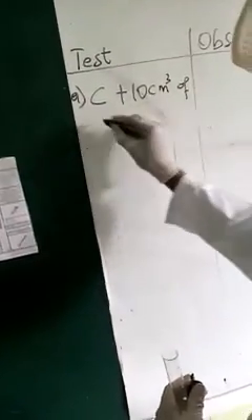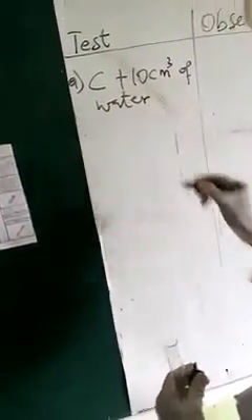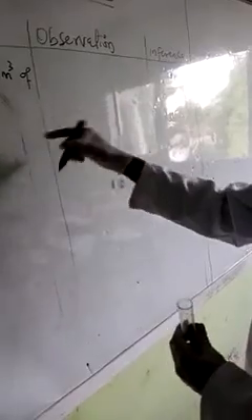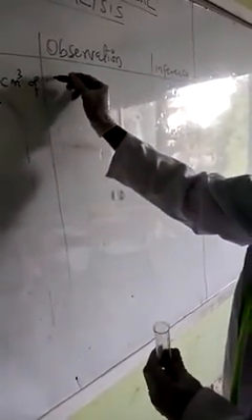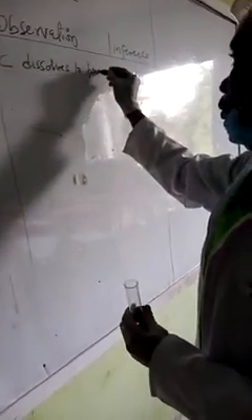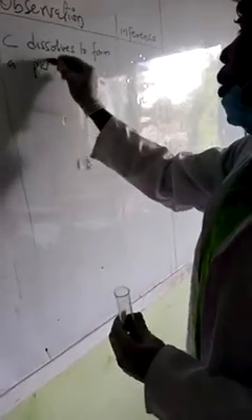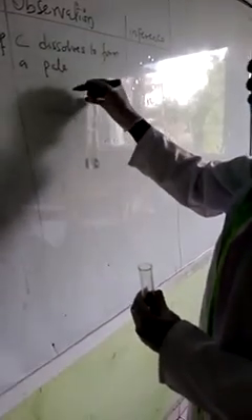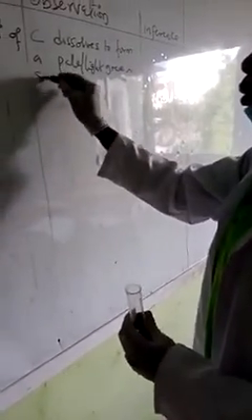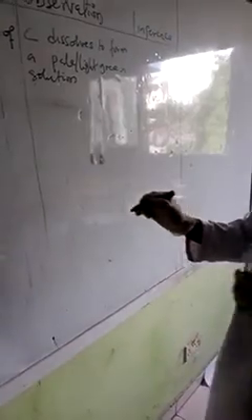So in this place, I will now come and say C plus 10 cm cube of water. What is the observation? C dissolves to form a pale green, or you say a light green solution. Can you see that?